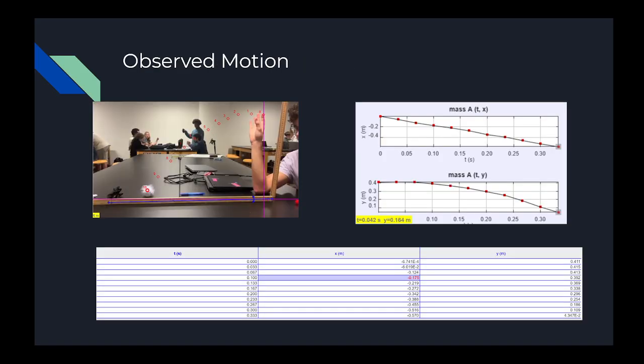For the observed motion, we had somebody toss a paper ball forward with meter sticks so that we could clearly see and identify using the Tracker software how far the ball traveled. And Tracker output these graphs and tables.